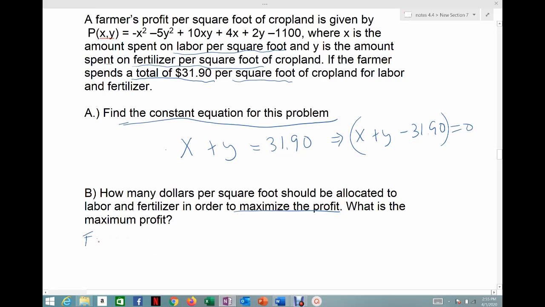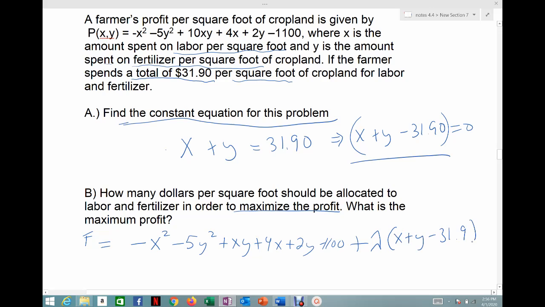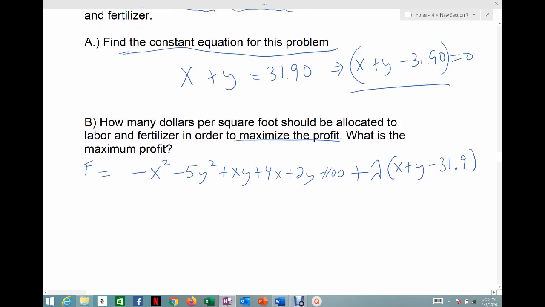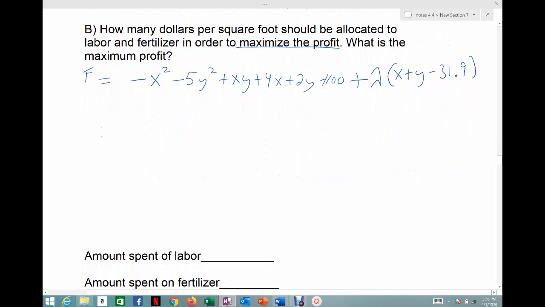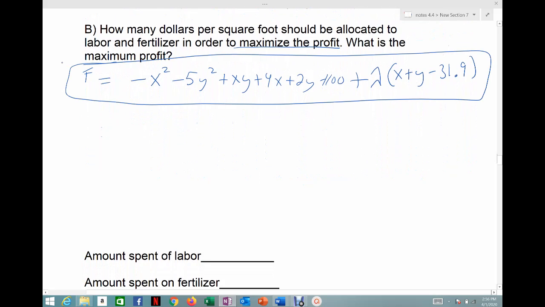So the first thing I'm going to write down is my Lagrange formula. Remember, the first part of it is the original equation, which is that profit. So I'm going to rewrite the profit that they gave us, making sure I write it down correctly. And then it's plus the lambda variable, the Lagrange variable, times the constraint equation, the part where we've set it equal to 0. There's the formulation of it. That's the equation I'm going to use and optimize.